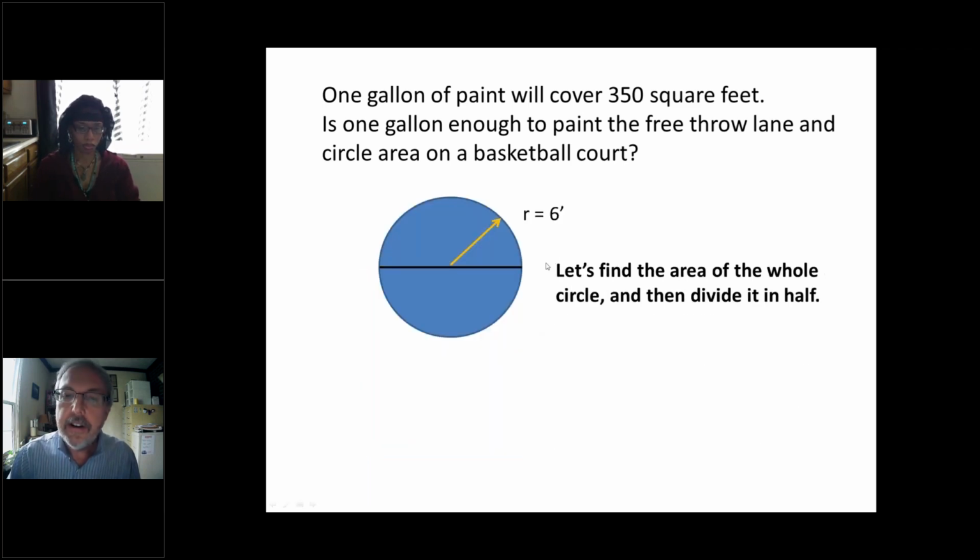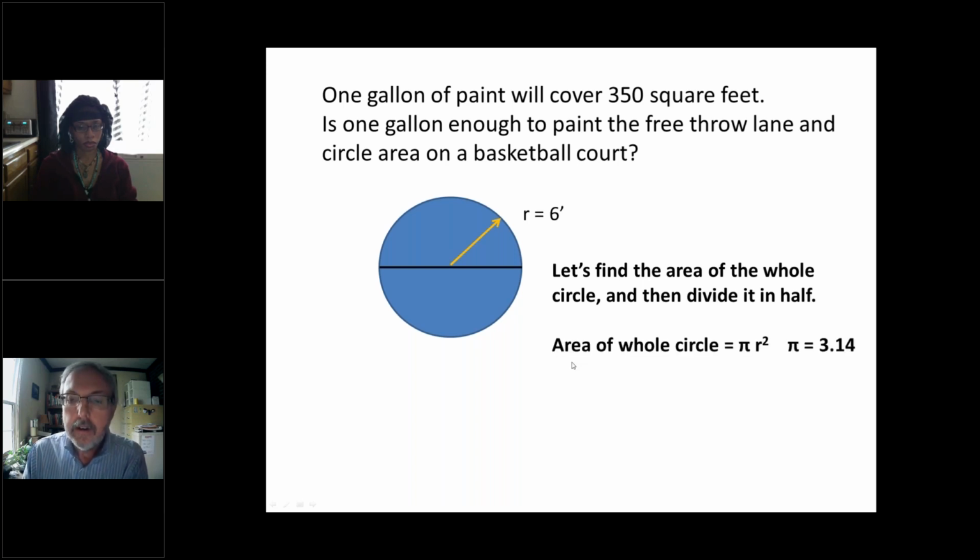Now we still have to figure out the area of the circle, and actually the area of the half circle. And as we said, we'll do that by finding the area of the whole circle, and then we divide it in half. Okay, so now it's just a circle problem. So remember that the area of the whole circle is pi times the radius squared, where pi is 3.14. So we'll start plugging in some numbers for that, and we'll figure out what the area of that whole circle is.